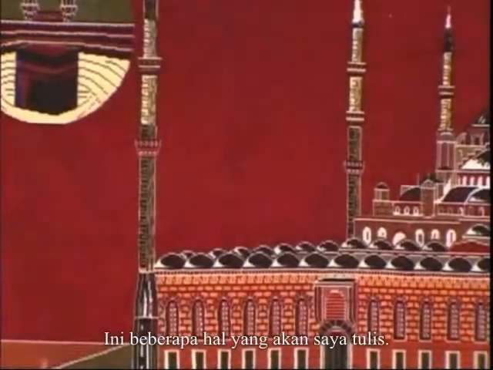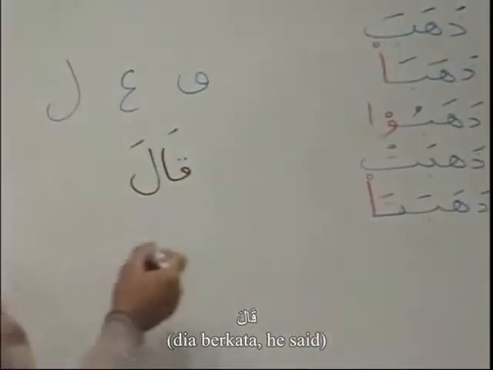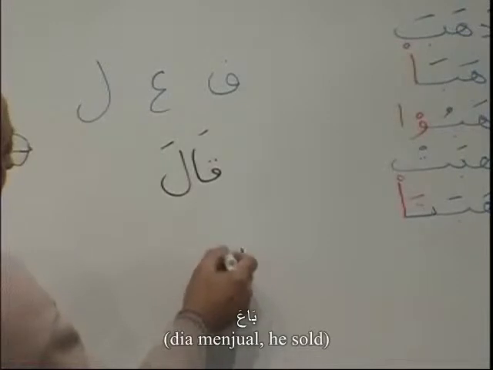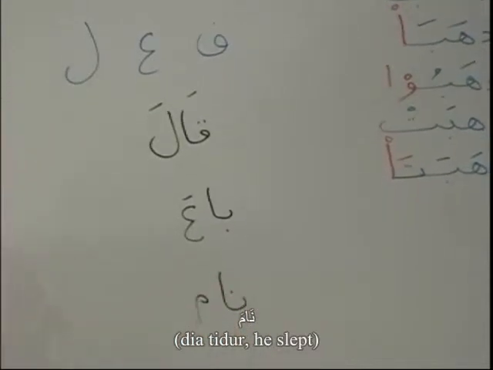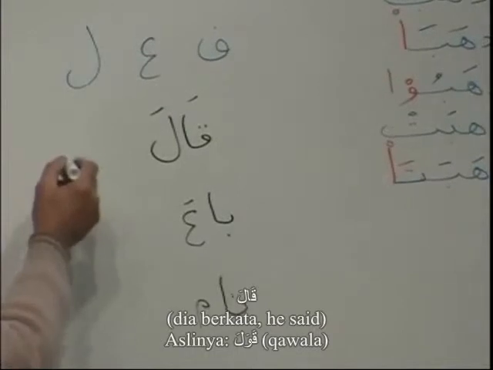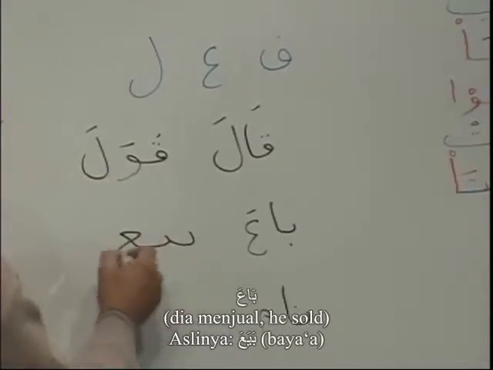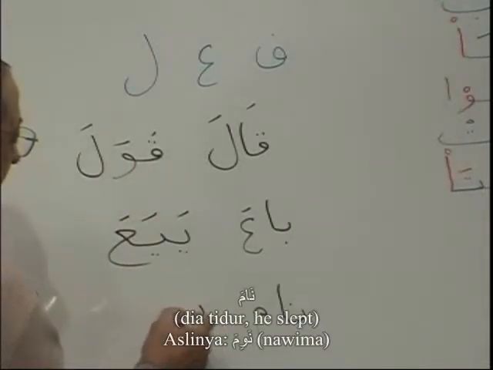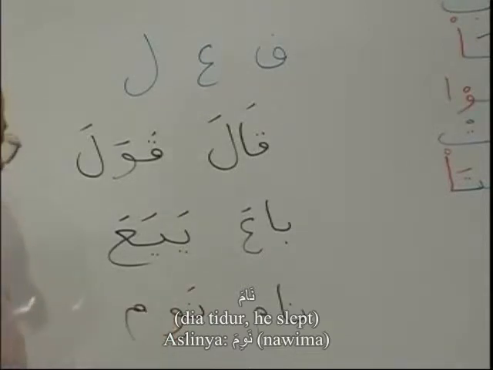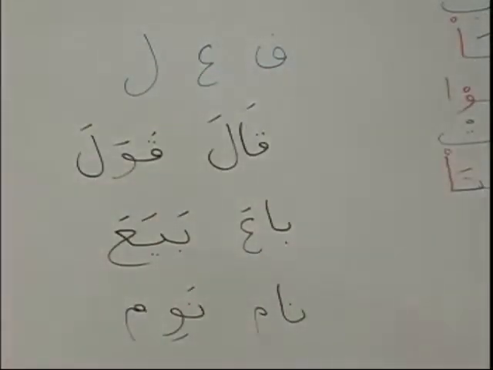Okay, here are some of the things that I will write down, brothers and sisters. Kala, and then I will say ba'a, and then I will write down nama. Okay, brothers and sisters? Kala is ka, waw, lam. Ba'a is ba, ya, a. And nama is nun, waw, mim. Are you with me, brothers and sisters?